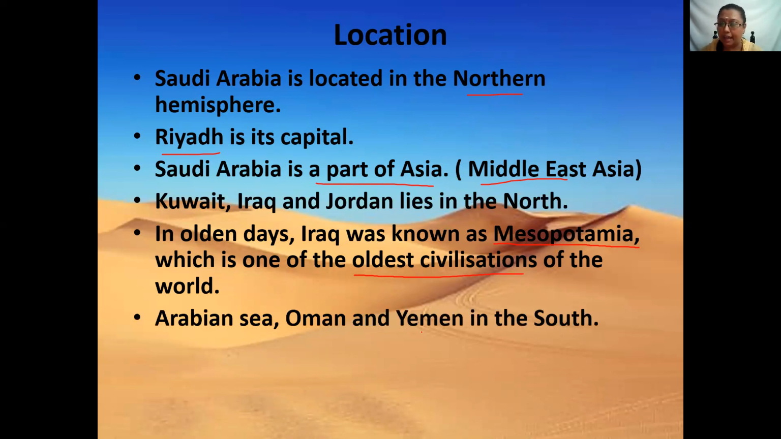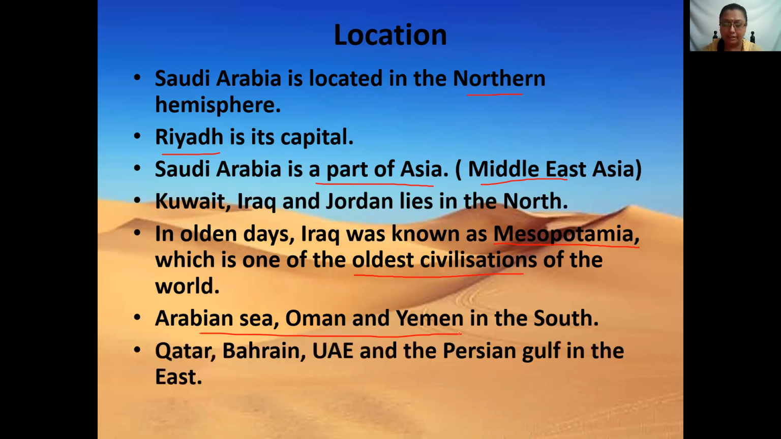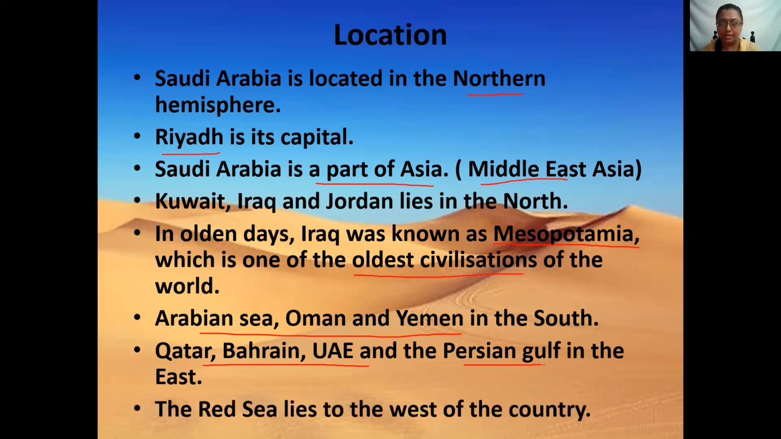Arabian Sea, Oman, and Yemen are in the south. Okay, these are at the bottom of that country. Qatar, Bahrain, UAE, and Persian Gulf are present on the east direction, this side. And the last one on the west, we saw the Red Sea. So these are the points on the neighboring countries as well as the borders of Saudi Arabia.